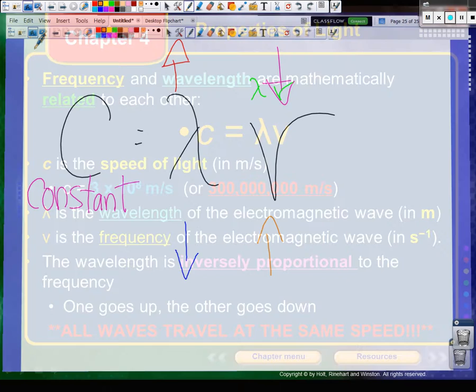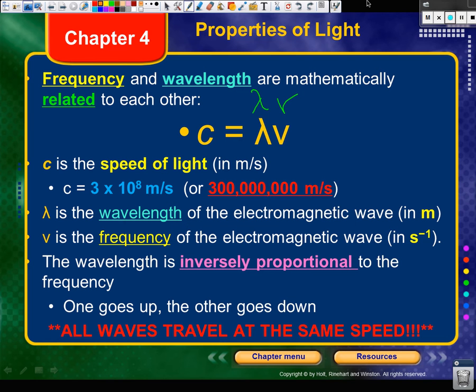Inversely proportional. So read that purple-pink sign. I would highlight that if I were you, or put a star beside it. The wavelength, this one right here, the wavelength is inversely proportional to the frequency. That is a major concept that you guys have to kind of grasp a hold of.